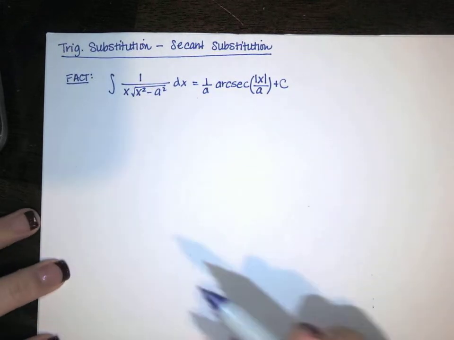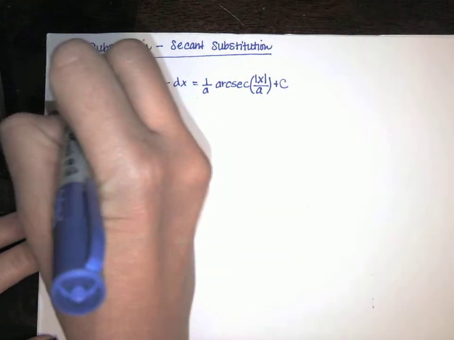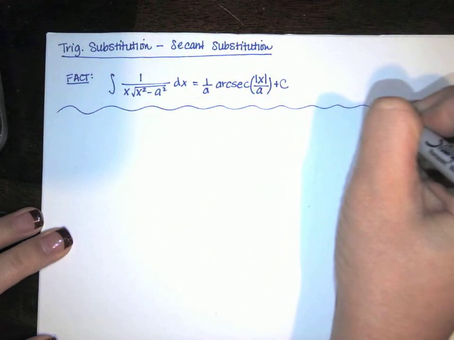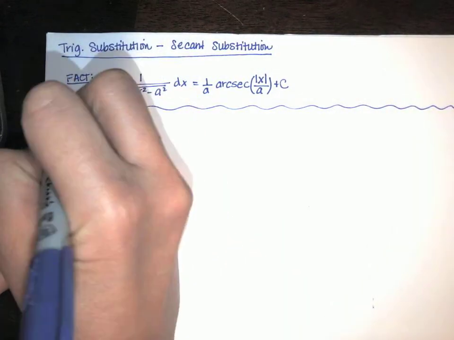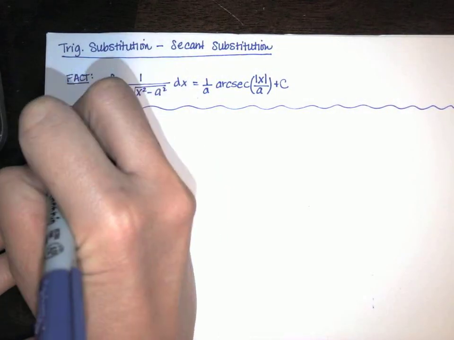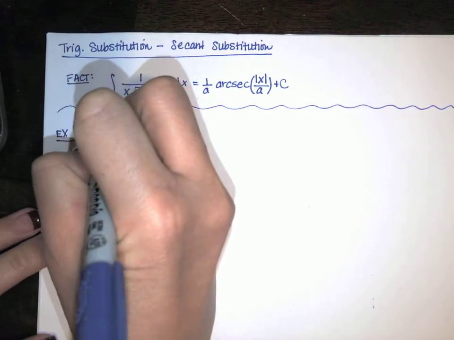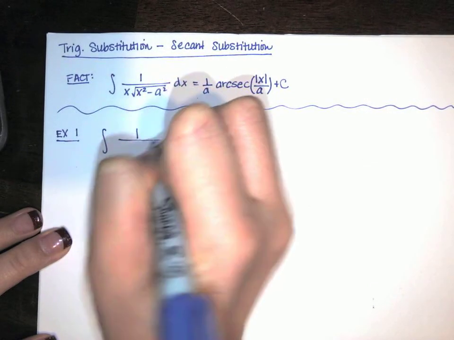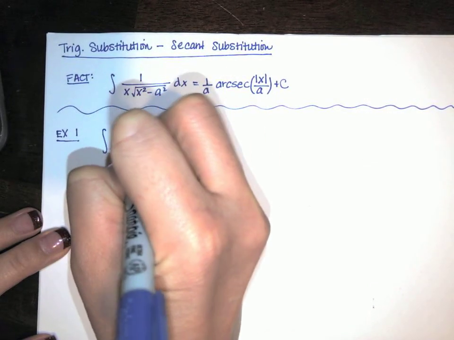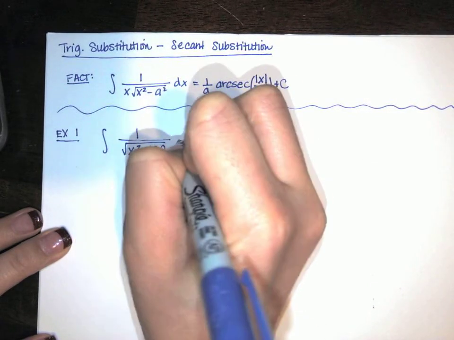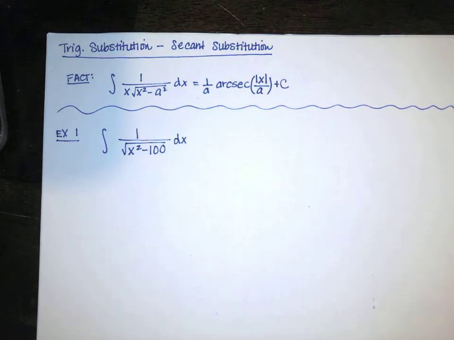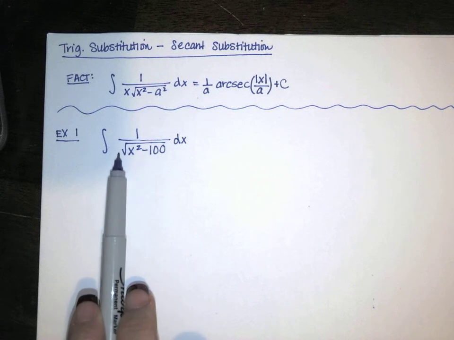So now we're in Calc 2, and you see an integral that looks like this. Man, that's tempting. It looks like an arcsecant. Almost. There's not an x here.